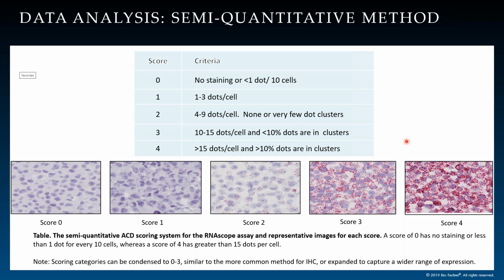We also allow for quantification of the RNAscope signal, and we allow for two different methods, the semi-quantitative method and the quantitative method. In the semi-quantitative analysis, we use a scoring system where, based on the degree of expression of your target, you can score your staining. For example, if you have 1 to 3 dots per cell, then you will give a score of 1. If you have around 4 to 9 dots per cell, then you'll give a score of 2, and so forth. This allows for really nice relative comparison of your signal expression between different samples.